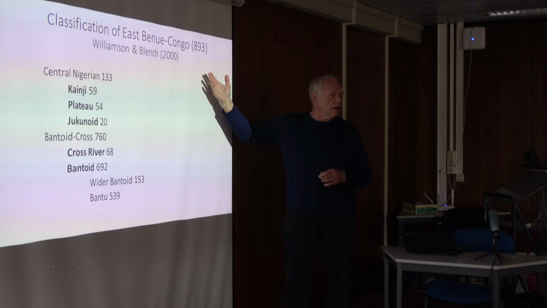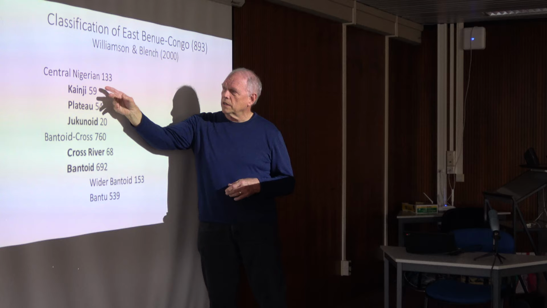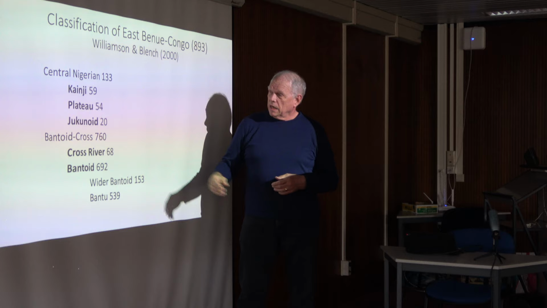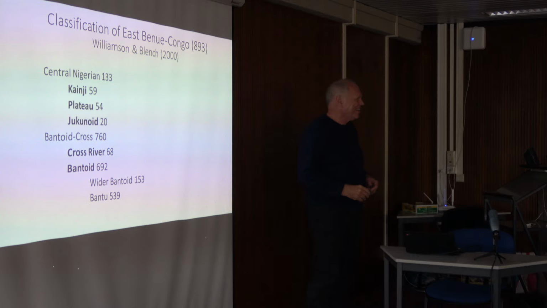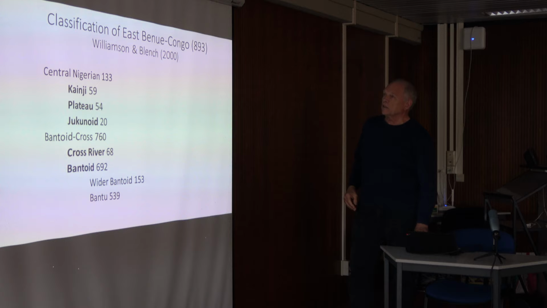And you can see the distribution here, approximate distribution, Central Nigerian. These are categories that Williamson and Blench used in 2000. Kainji had 59, Plateau, Jukanoid, and then Cross River, and Bantoid, and it divides, of course, into this wider Bantoid and this huge Bantu group. That's probably almost a third of all the Niger-Congo languages are in Bantu.